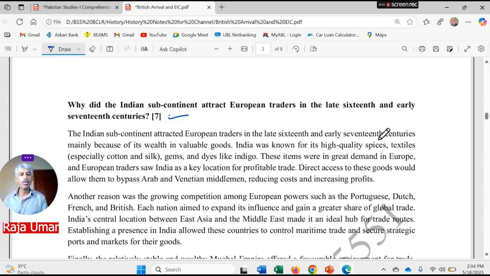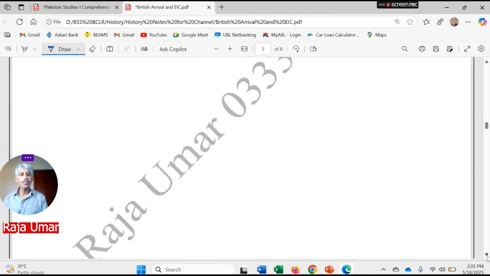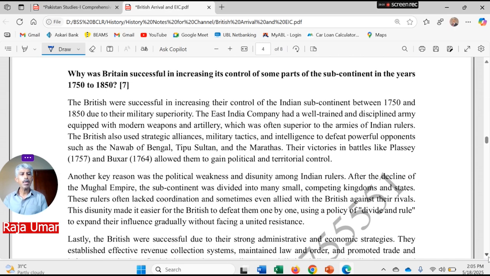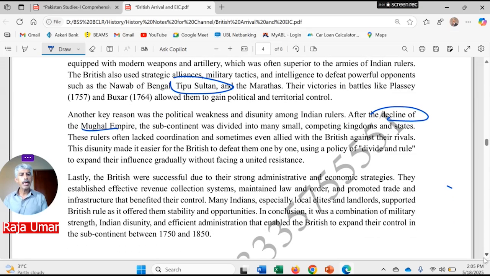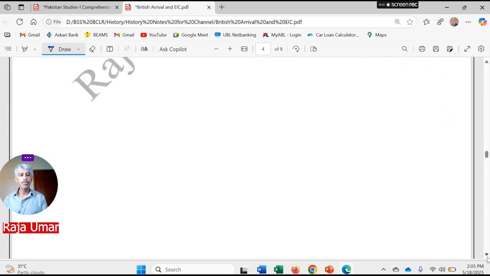In the same way, this is another 7 marks question. The same 3 reasons are explained over here, and the reasons are explained up over there in the notes. And here we have another one. Why was Britain successful in increasing its control of some parts of the subcontinent in the years 1750 to 1850? So again, there came the defeat of Tipu Sultan, the decline of the Mughal Empire, the weak central control of the Mughals, and again the British were really very successful, as they had very strong administrative and economic strategies, and even military strategies as well. So that's why they were able to take control.